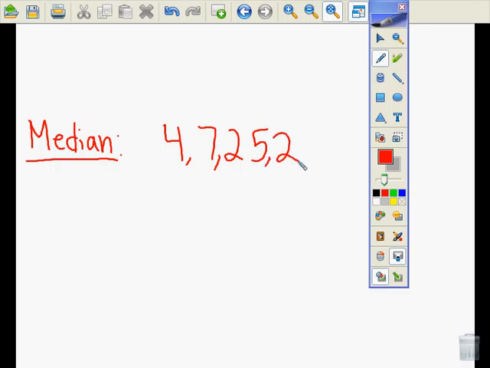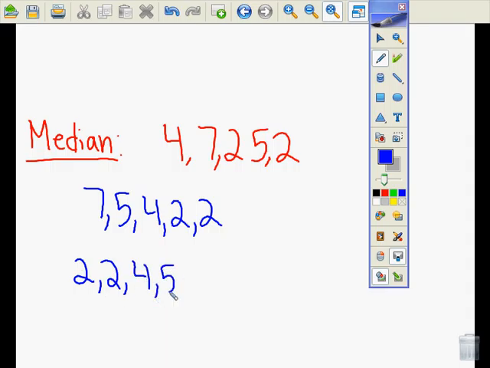So what you have to remember when you're doing the median is you need to put your numbers in order, either from smallest to largest or largest to smallest. Doesn't matter. And we'll do that. I'll show you that it really doesn't matter which way you do it. So we'll do 7, 5, 4, 2, 2, and I'll do it also the opposite: 2, 2, 4, 5, 7.